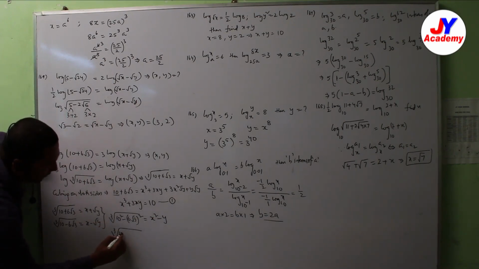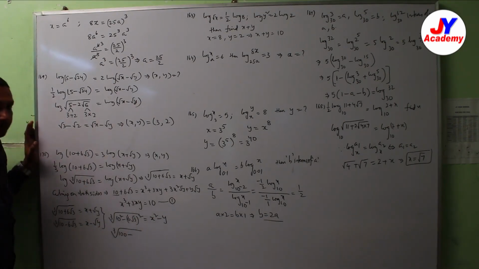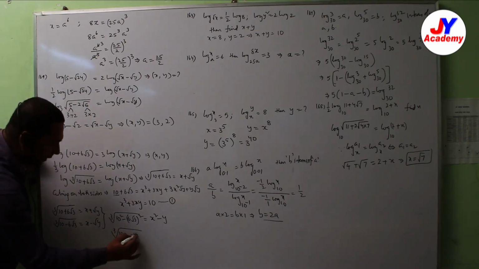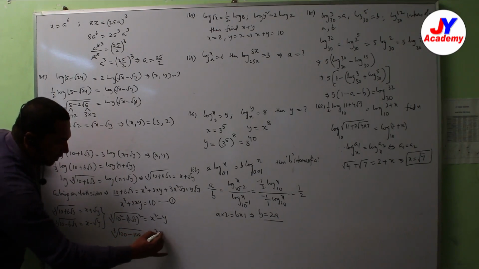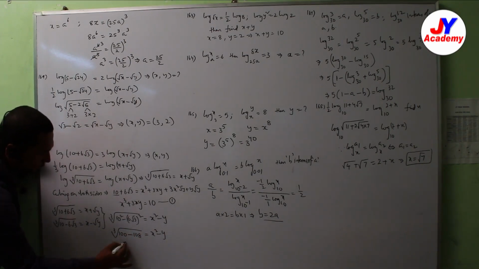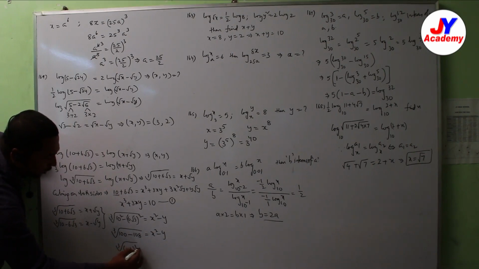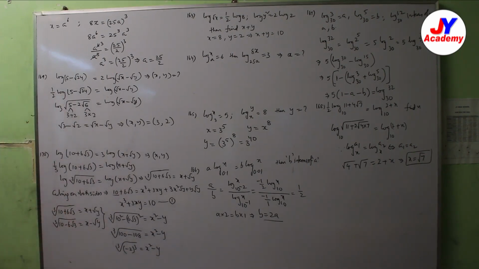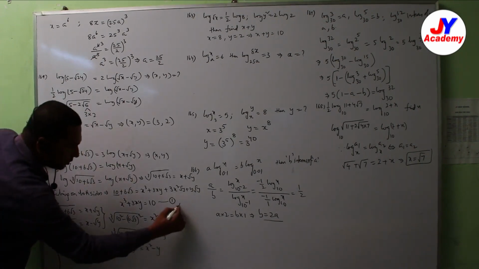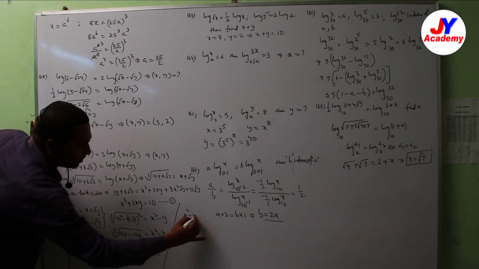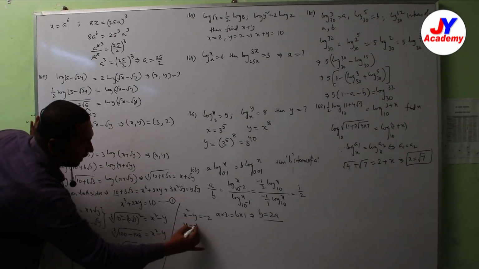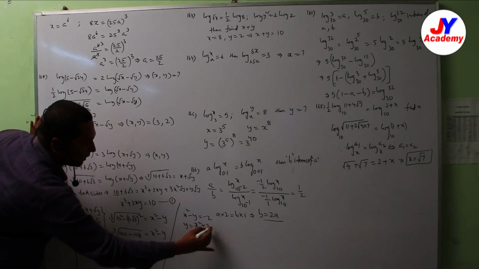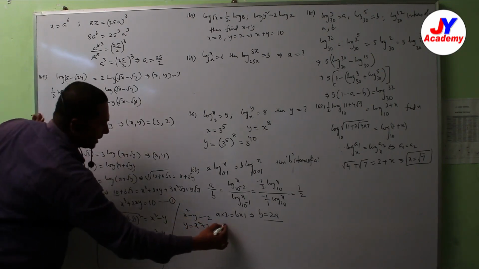Then what will we get here? Cube root of (100 minus 36 times 3) is equal to x square minus y. So cube root of (minus 2) whole cube is equal to x square minus y. 100 minus 108 is minus 8, which is minus 2 into minus 2 into minus 2. So x square minus y is equal to minus 2. So what is y? X square plus 2. Let it be the second equation.